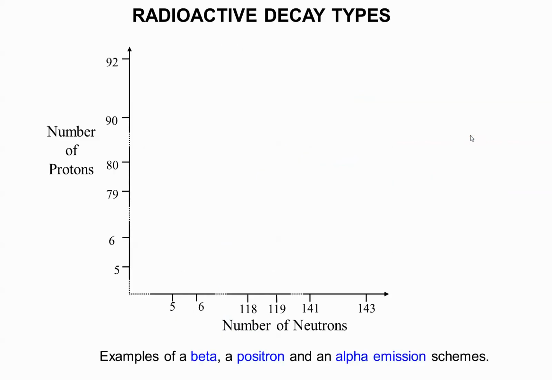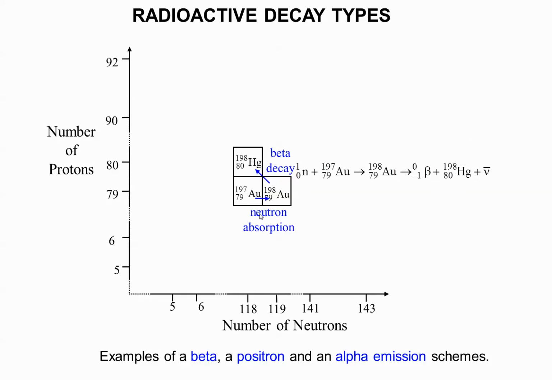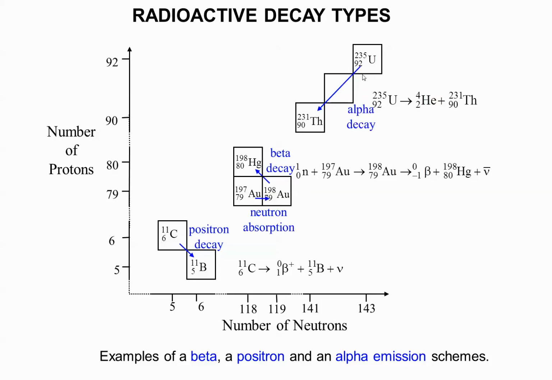Let me show you a couple of decay schemes. Like, for example, the beta decay of gold-198 into mercury-198. A neutron gets absorbed in gold-197, gives gold-198, which decays by beta, in other words, emits an electron, and gives mercury and an antineutrino. So this is the case of positron decay, carbon-11 to boron-11. And this is alpha decay. Notice the jump across three squares.